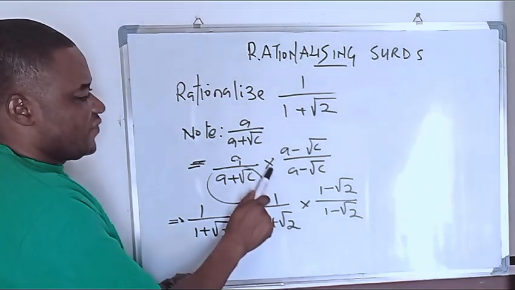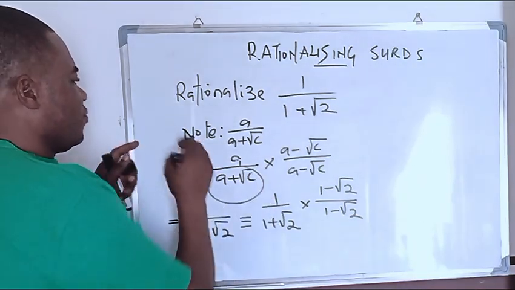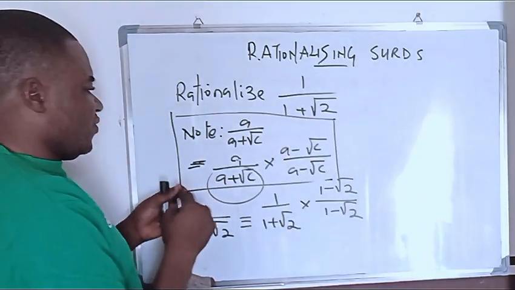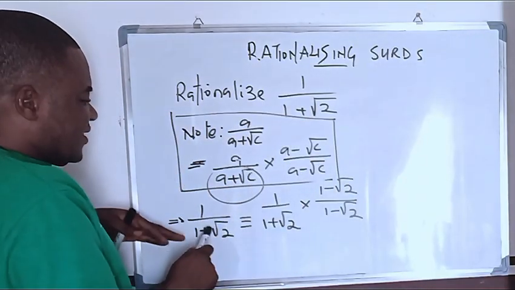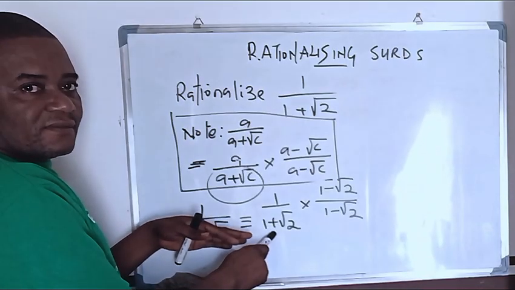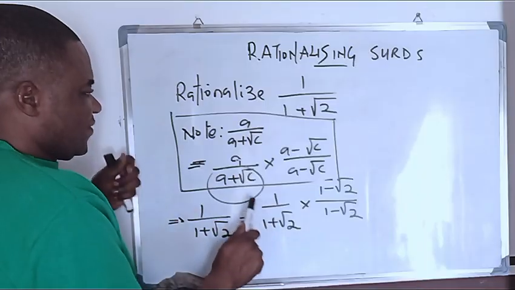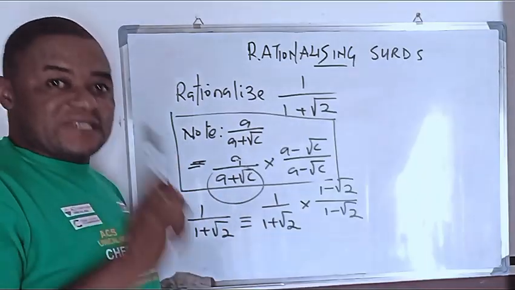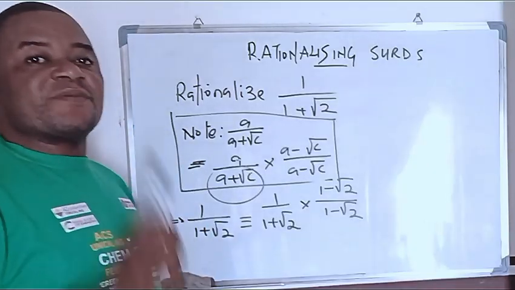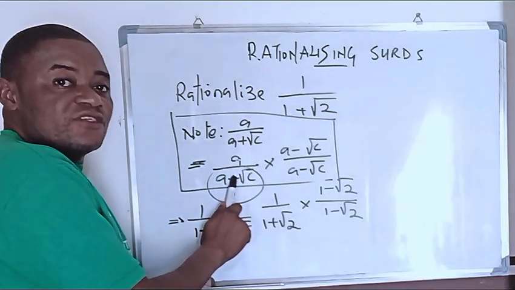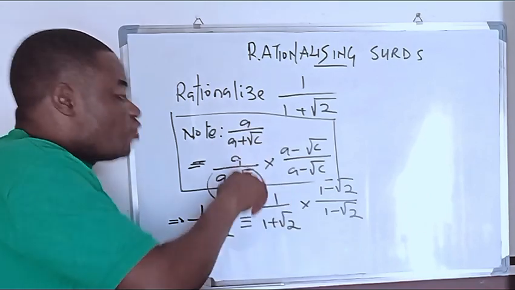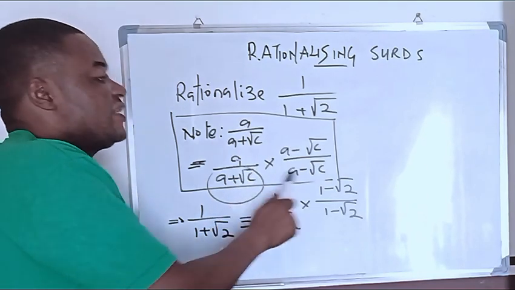If we follow what we have done here, if we follow this rule that we have here, we will rationalize this surd in this format. Okay? Because we have said that the first step you have to take in rationalizing a surd, especially a fractional surd, is by using the denominator of the given surd to multiply the numerator and the denominator again of the given surd, but in its inverse form.